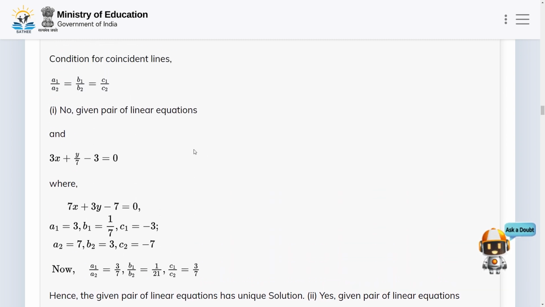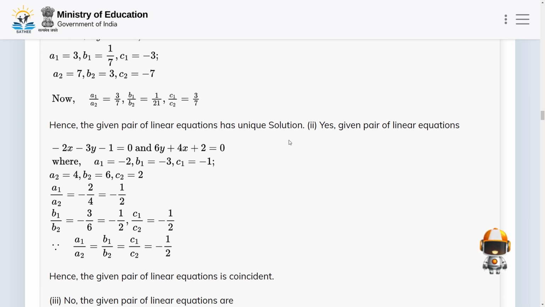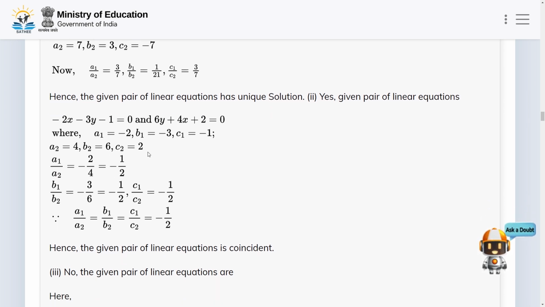Now let us move to pair of linear equations number 2. Here we have minus 2x minus 3y minus 1 is equal to 0 and 6y plus 4x plus 2 is equal to 0. So we have this pair of linear equations where a1 is equal to minus 2, b1 is equal to minus 3 and c1 is equal to minus 1, and a2 is equal to 4, b2 is equal to 6 and c2 is equal to 2.